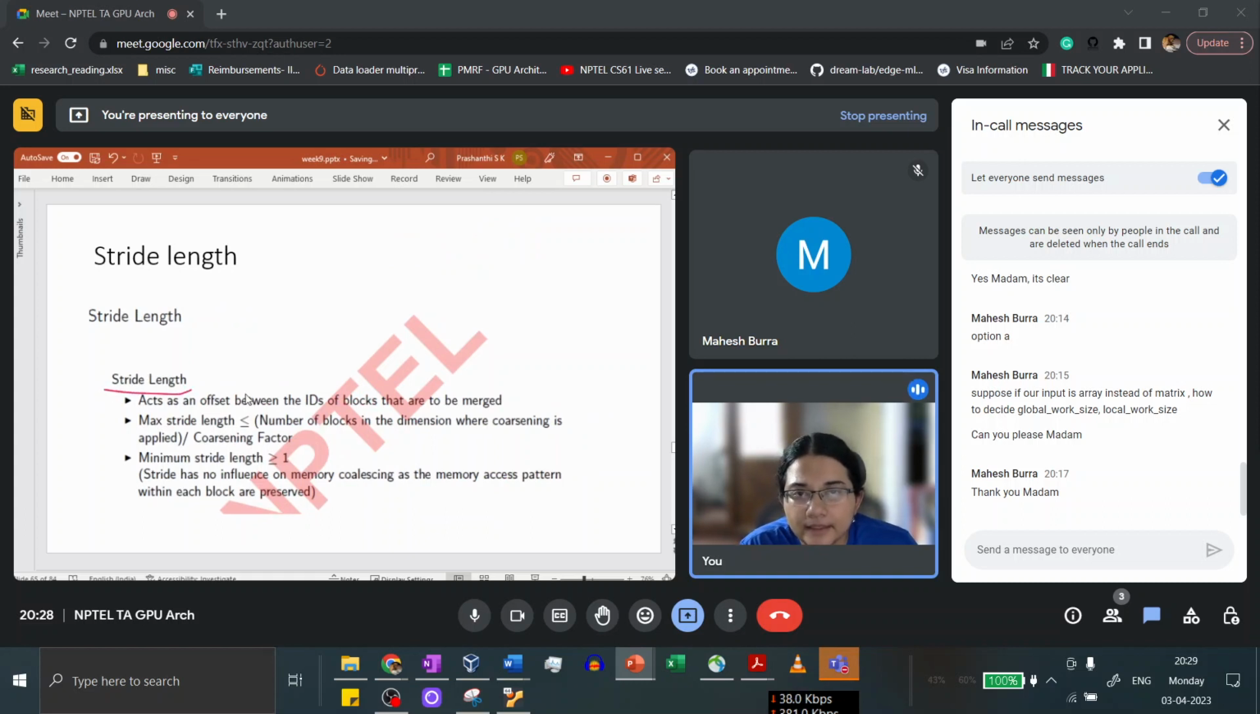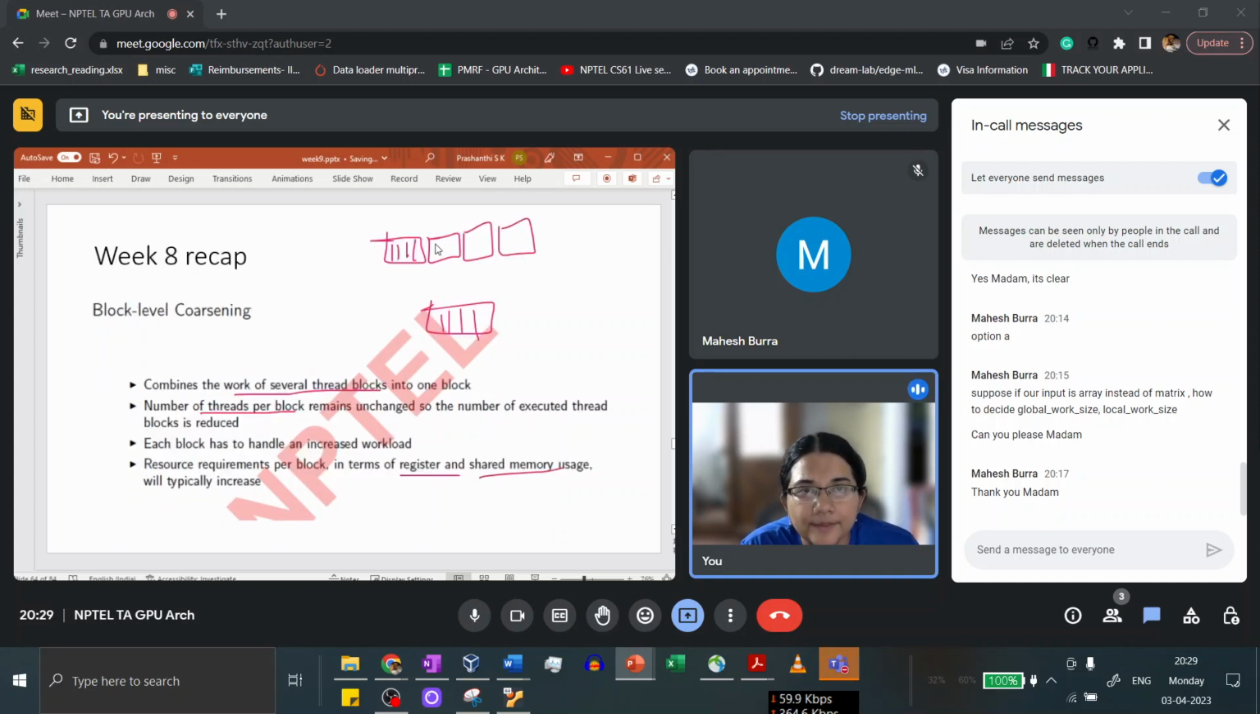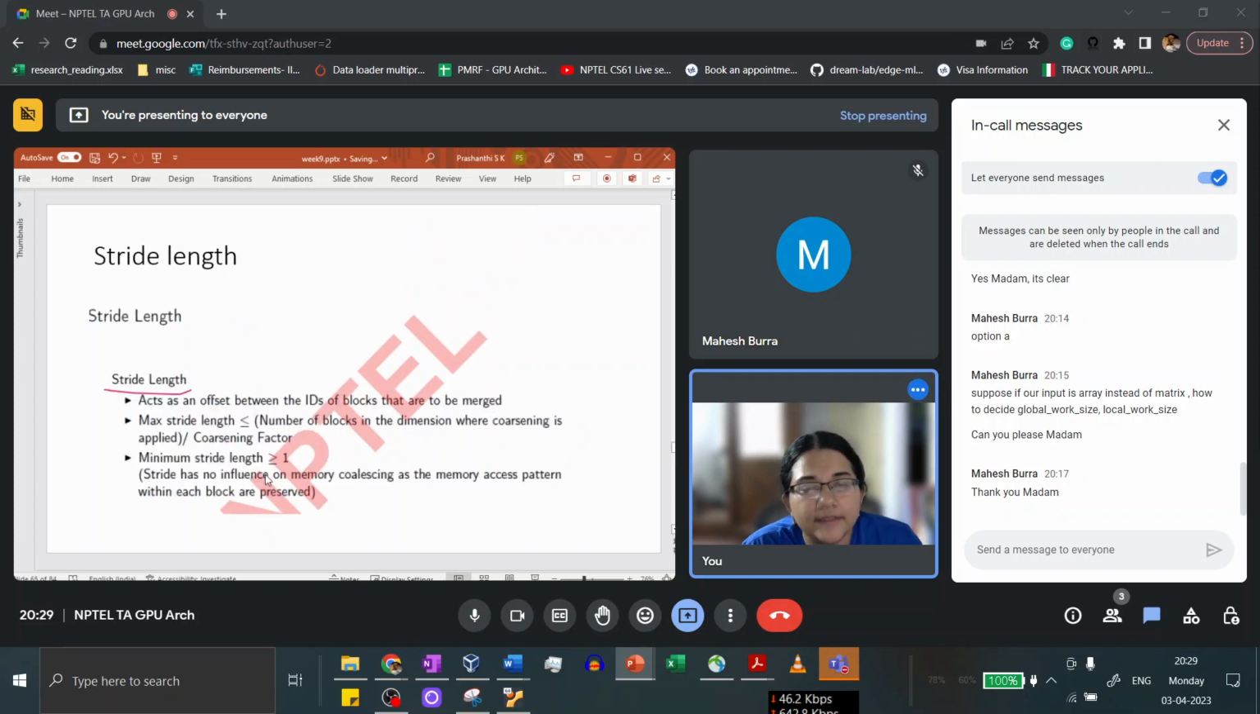Again, you have this notion of stride length, except that now stride length is an offset between the IDs of the blocks that are to be merged. If I were to show you the same diagram, now the stride length would look like this: the 2 ways of having your stride length with a coarsening factor of 2. Here the maximum stride length formula looks exactly the same: the number of blocks in the dimension where the coarsening is applied, divided by the coarsening factor. The minimum stride length is greater than or equal to 1.